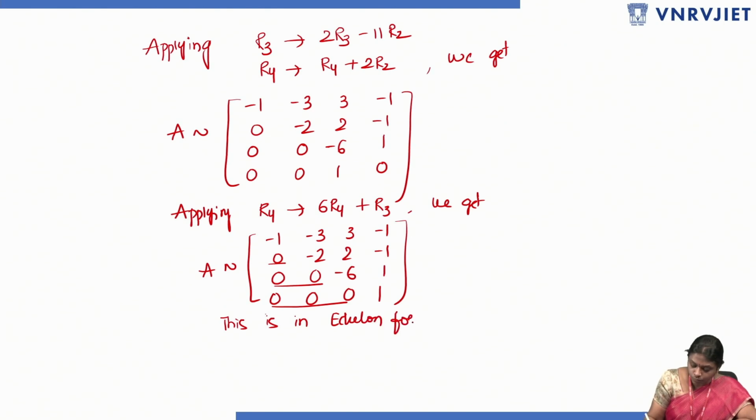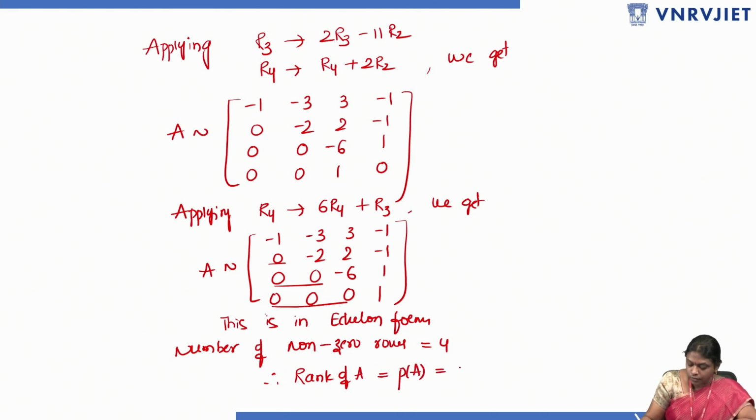If this is an echelon form, now we need to calculate how many non-zero rows there are. Previously I explained what a zero row and non-zero rows are. If all the elements in a row of that matrix are zero, we can say that is a zero row. So if you observe the fourth row here, at least one element is non-zero. So how many non-zero rows are there here? Total 4 non-zero rows. Therefore, in this case, the rank of A, which we denote as rho of A, is equal to the total number of non-zero rows. Therefore, the rank of the matrix is going to become 4.